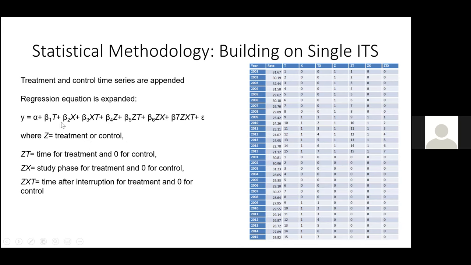And then beta 2 defines what? In the same breath, beta 2 would then tell us about the level change after the intervention among the controls again, right? Because you're reducing the Z's to zero. Beta 3 is telling us the change in slope after the intervention, but still among the controls.